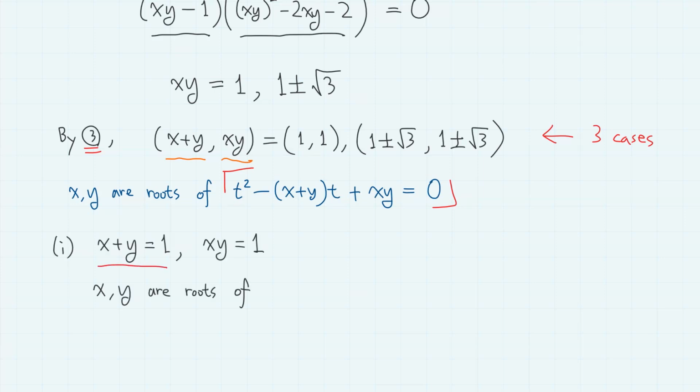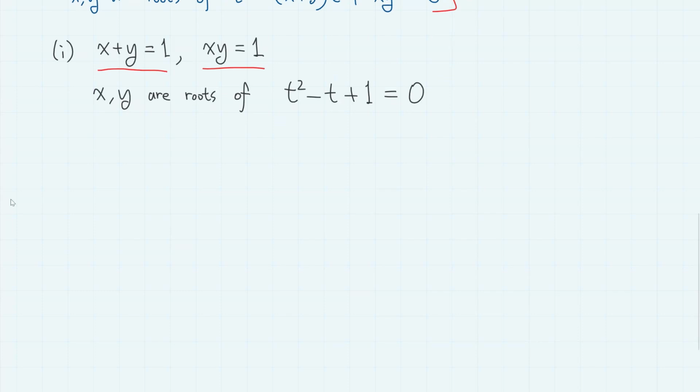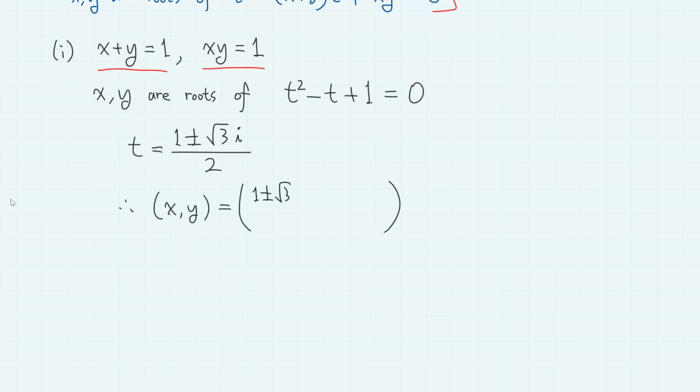As can be seen from here, we have three different cases. First, when x plus y equals 1 and xy equals 1, x and y are roots of the quadratic equation t squared minus t plus 1 is equal to 0. This gives t is equal to (1 plus minus square root of 3 times imaginary unit i) divided by 2, which means that x and y are (1 plus minus square root of 3i) divided by 2 and (1 minus plus square root of 3i) divided by 2.